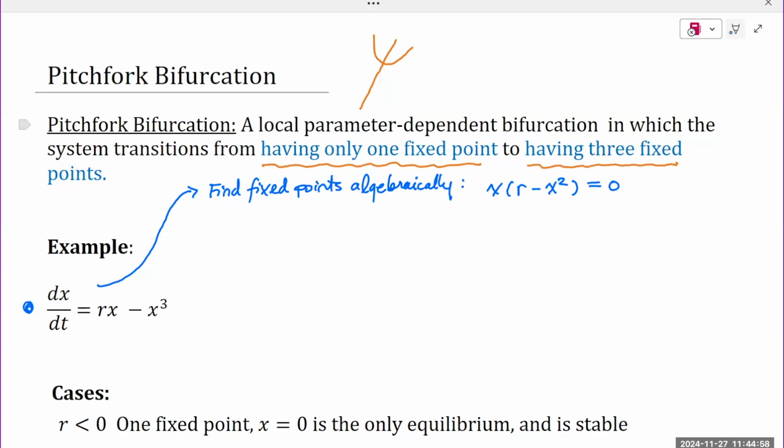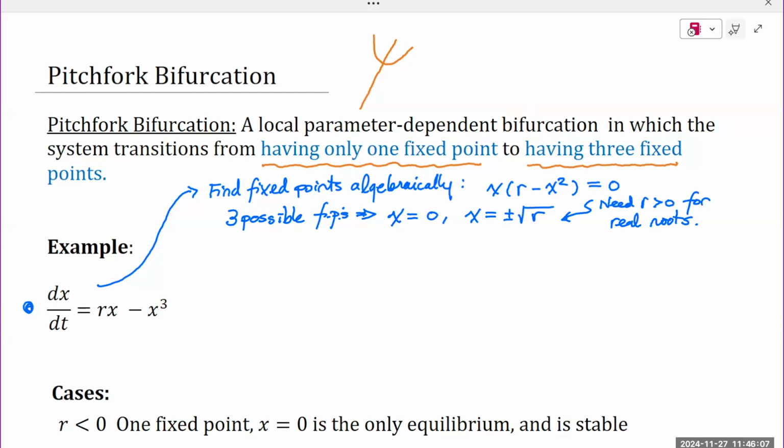When we solve algebraically for fixed points, we see that since we have a cubic, we have potentially three fixed points. x equals 0 and x equals plus minus root r. As before, we only have real roots when r is positive. Remember, there's nothing wrong with having complex roots. It's simply that we cannot plot them on the phase portrait.